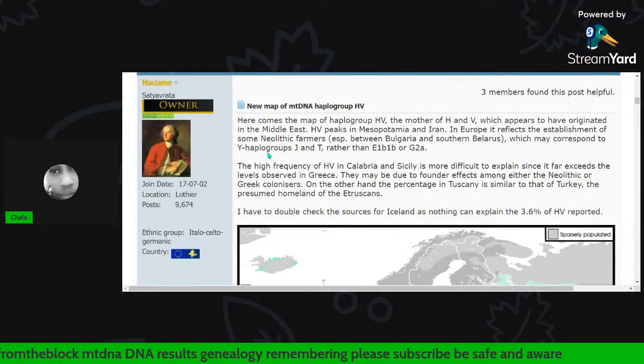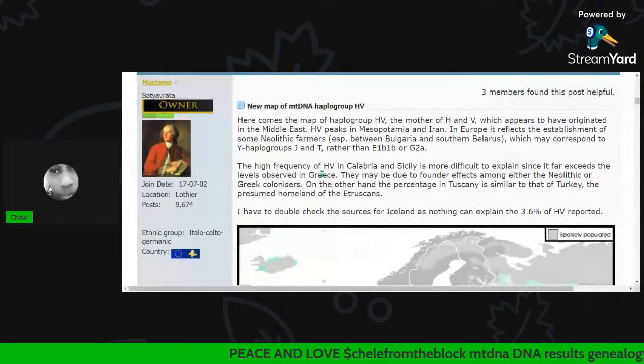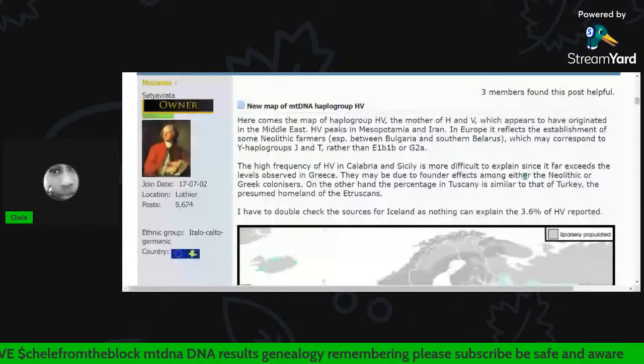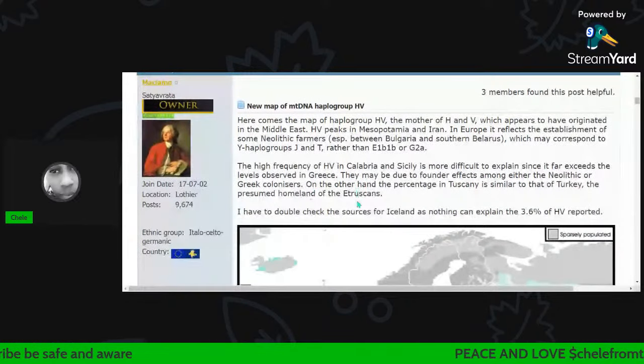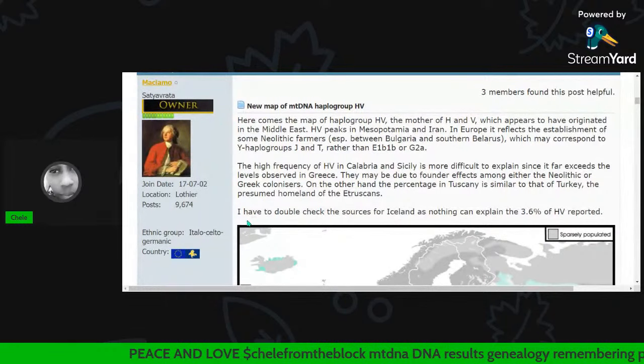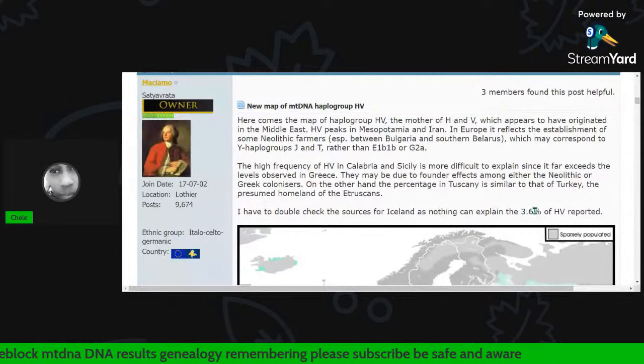Interesting. The high frequency of HV in Calabria and Sicily is more difficult to explain since it far exceeds the levels observed in Greece. That may be due to the founder effects among either the Neolithic or the Greek colonizers. On the other hand, the percentage in Tuscany is similar to that of Turkey, the presumed homeland of the Etruscans. Hmm. I have double checked the sources for Ireland as nothing can explain the 3.6% of HV reported. Hmm. Interesting.